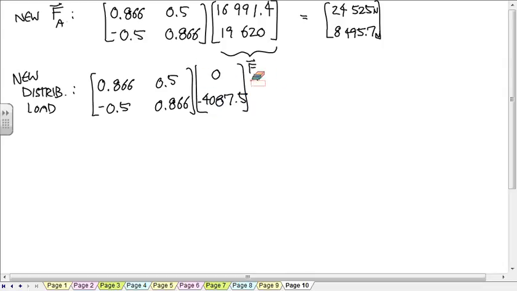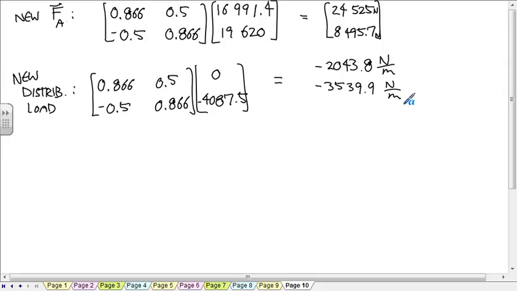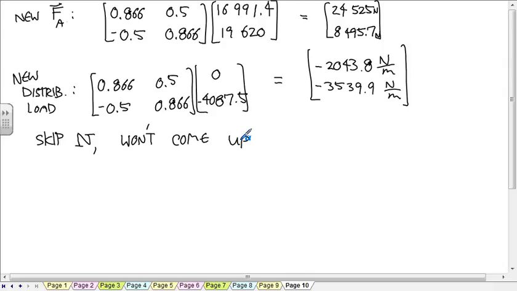And if you multiply that, you get the new distributed load vector: -2,043.8 newtons per meter, and the Y component, -3,539.9 newtons per meter. And then you could calculate the new N, but that's not going to come into it. You would do it the same way. Do we want to skip N? No, we don't want to skip N. That's crazy.